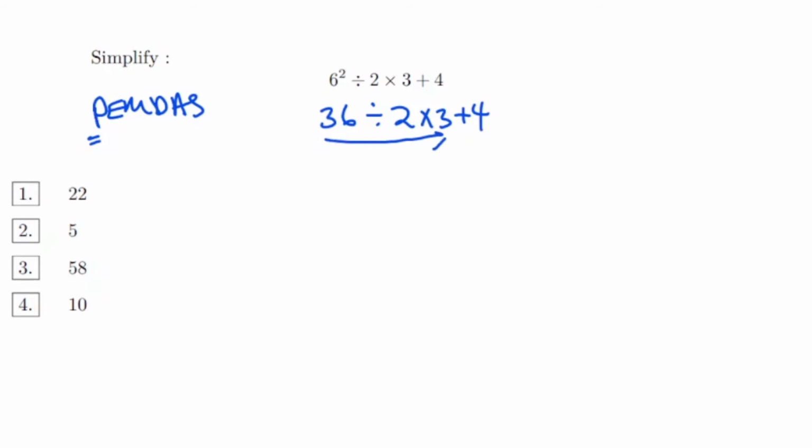So first we do 36 divided by 2, which is 18, times 3 plus 4. And now that we have multiplication and addition, we just do multiplication first. 18 times 3 is 54, plus 4. This whole thing comes out to 58.